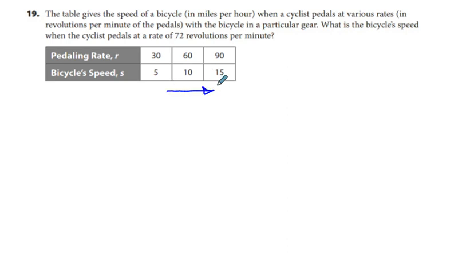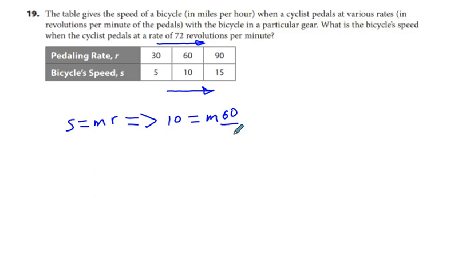And you can see that as the rate on top goes up, bicycle speed is going up. So we want to know the bicycle speed. So bicycle speed is going to be equal to m times the rate. In this case, our speed is going to be any one of these values here. I'll pick this 60 and 10. Our speed 10 is going to be equal to our m times our rate, which is 60.